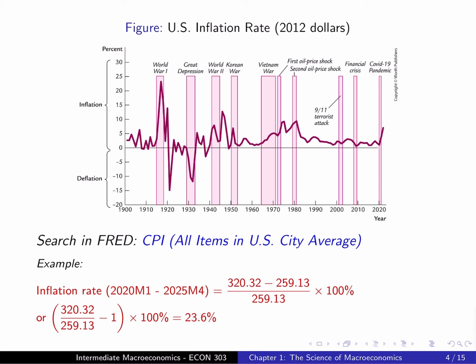Or equivalently, you take 320.32 divided by 259.13 minus 1, then overall times 100%, that equals 23.6%. This means that over this 5-year period, prices increased by approximately 23.6%, reflecting the cumulative inflation in the U.S. economy.